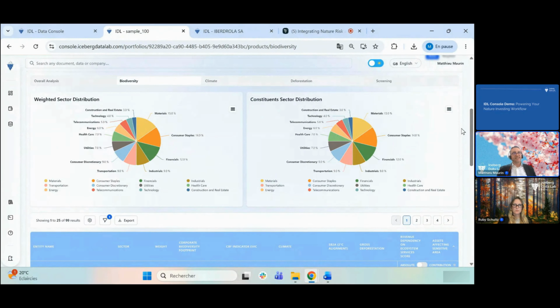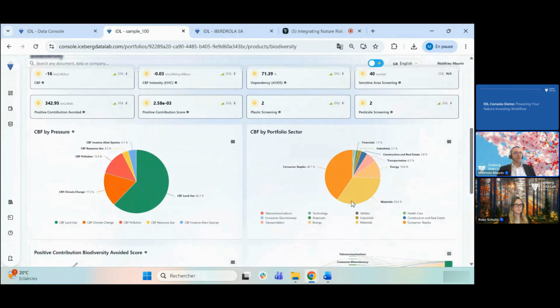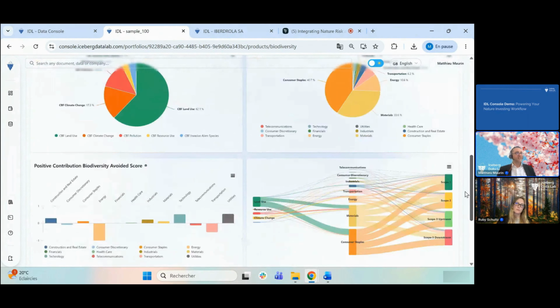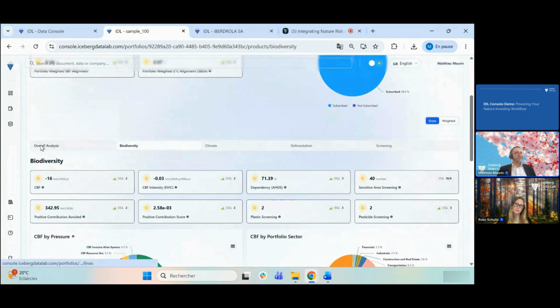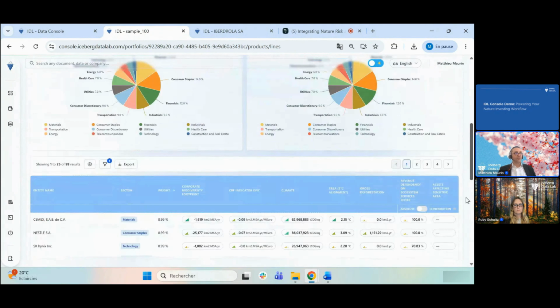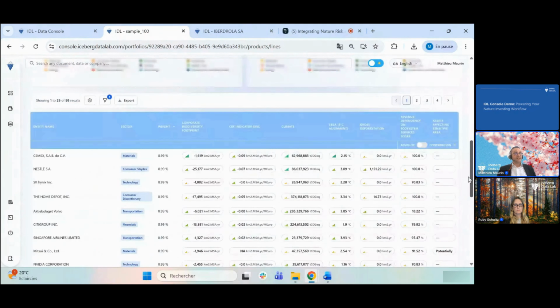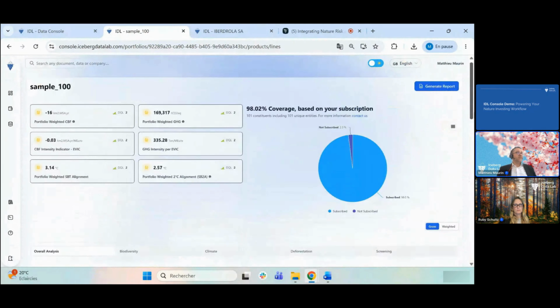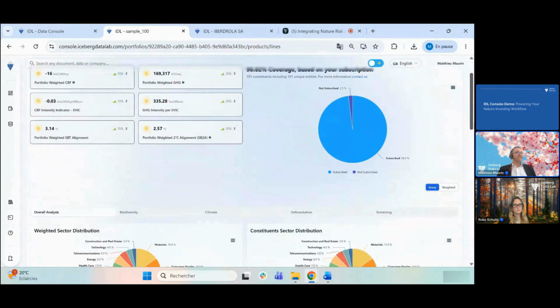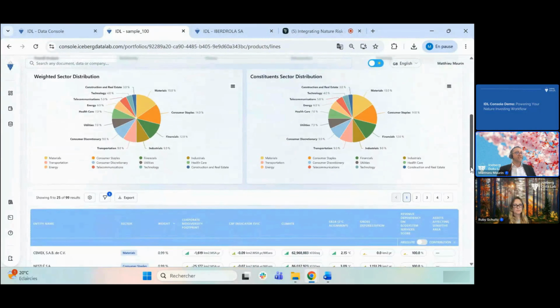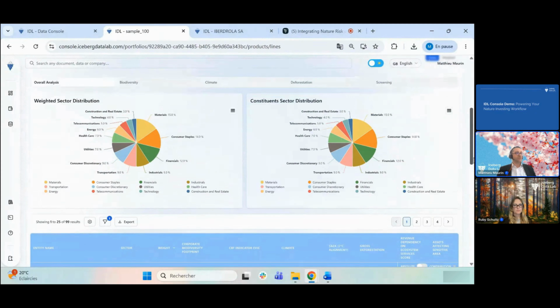Now, for the biodiversity tab, it also identifies which sectors contribute the most, in terms of sectors, consumer staples, materials, in terms of pressure, land use, and then you have exactly the same information, which is being provided here in the overall analysis section.